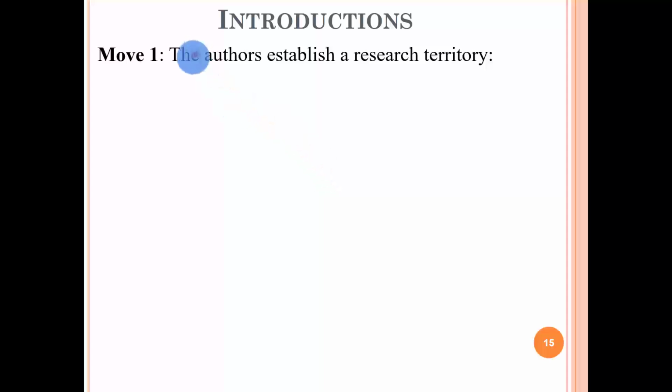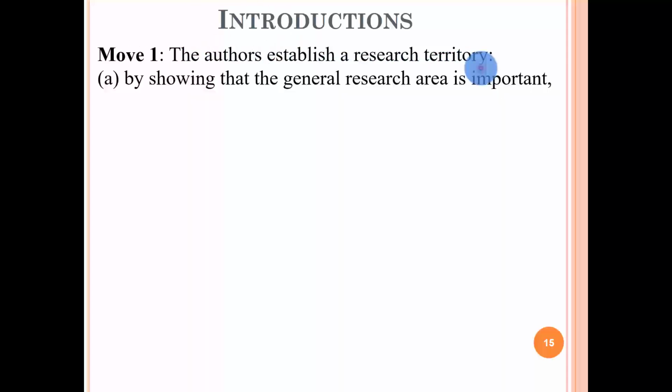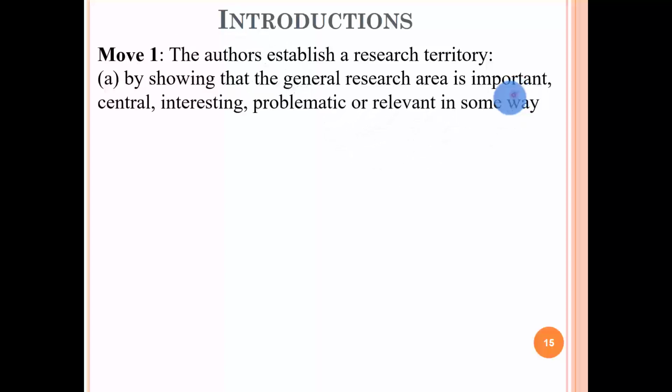So the first move in the introduction is that the authors establish a research territory. What are these territories? One, by showing that the general research area is important: why this research is important, central, interesting, problematic, or relevant in some way. So this we have to show. How? By writing about the importance, the problem that this research is trying to solve, and how these are related or relevant in some way.